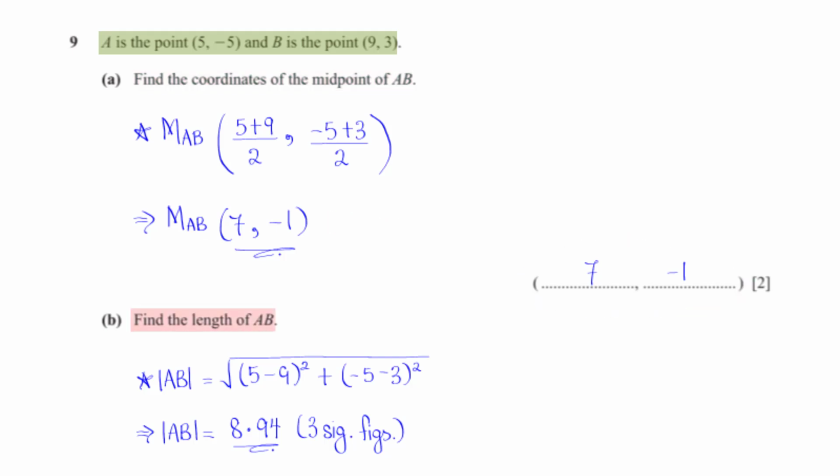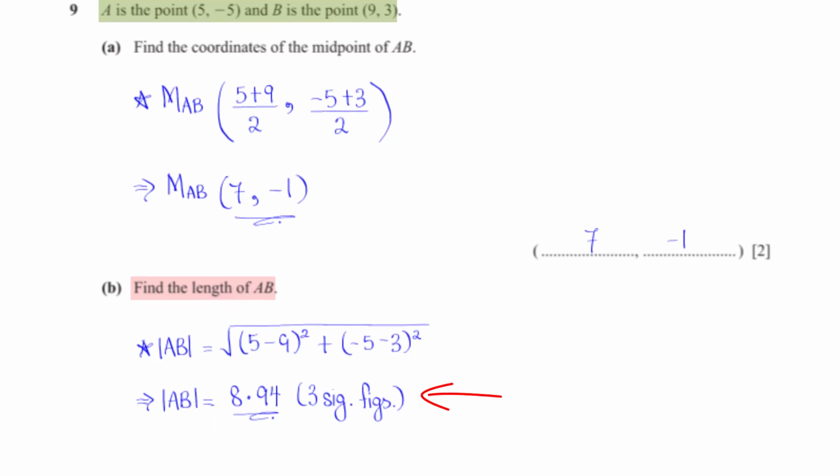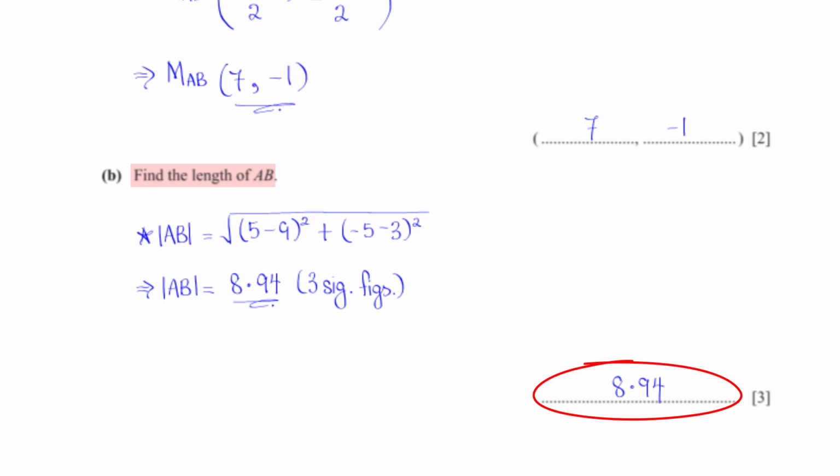Find the length of AB. And so to find the length, we apply the distance formula or the length formula. So that gives us the square root of (5 minus 9) all squared plus (-5 minus 3) all squared. And when we type this into the calculator, we get the length of AB as 8.94, correct to 3 significant figures.